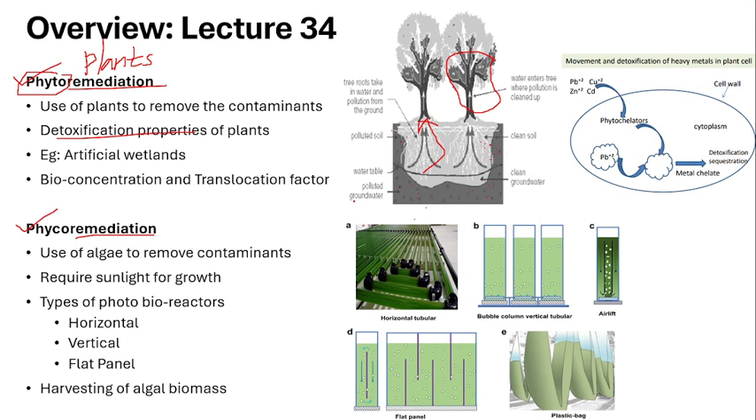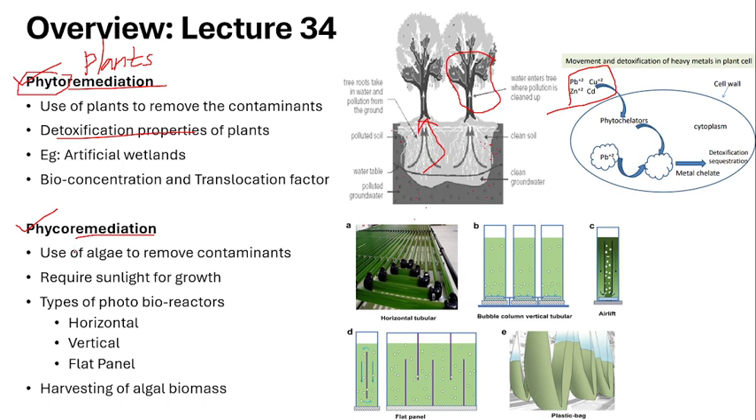How this is happening is mentioned here: movement and detoxification of heavy metals in the plant cell. In the plant cell, heavy metals, for example copper, cadmium, lead, and zinc, are taken up by phytochelators, which are metal chelators. These are used for the growth of the plant, and the detoxification sequestration happens in the cytoplasm. The heavy metals are fixed in the plant cell itself, so they are removed from the groundwater system. This is how plants are used for remediation of water.